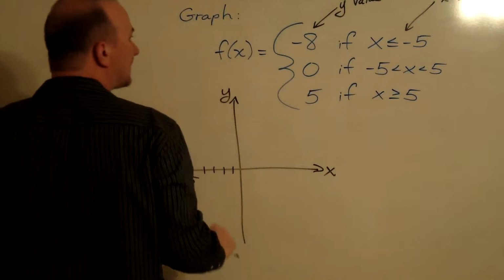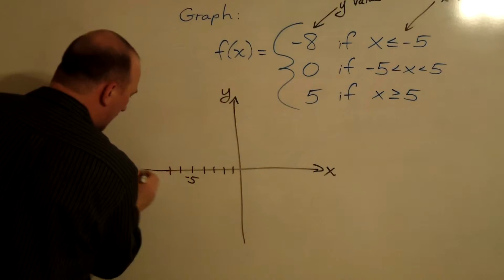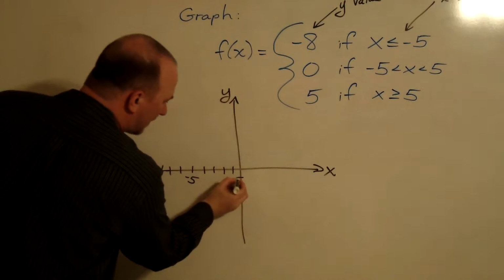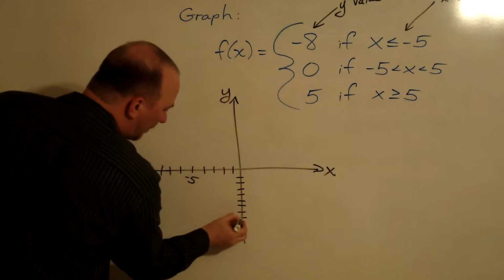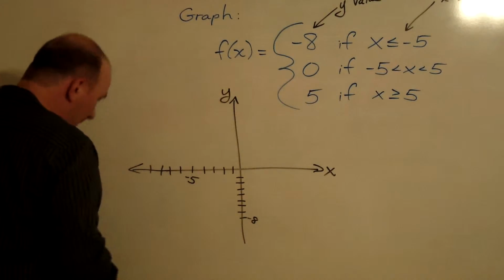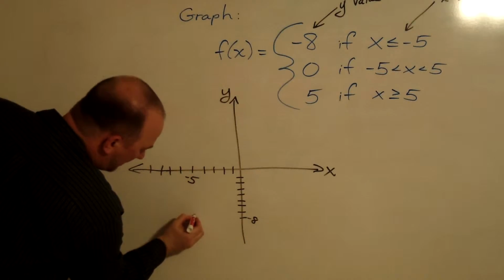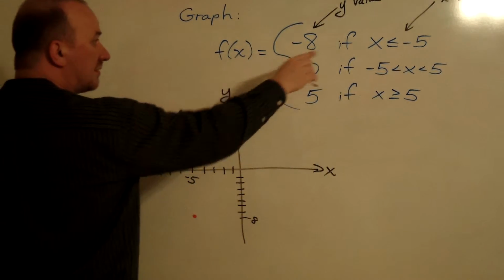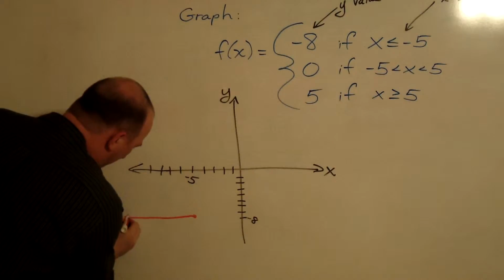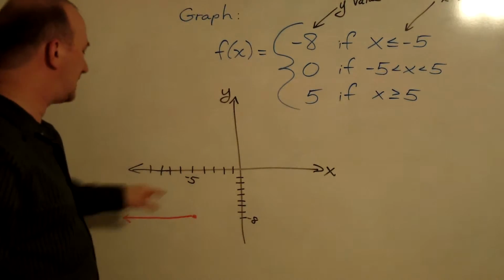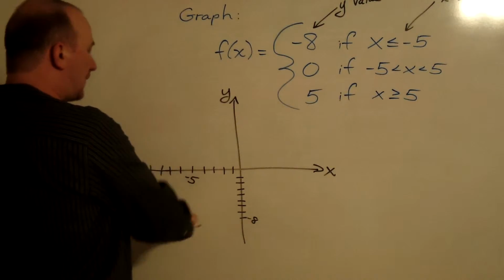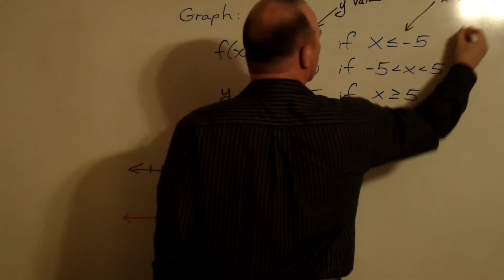And what they're saying is, for any x that is equal to -5 or less than -5, the y value will be -8. So, right here at -5, the value will be -8. I'll put a point because it is included in that. And it is going to the left. It is a filled in circle because at -5, x equals -5, the y value is -8. So that's the first piece. We're done with this. So this is done.